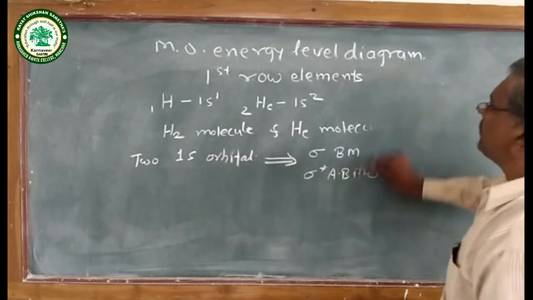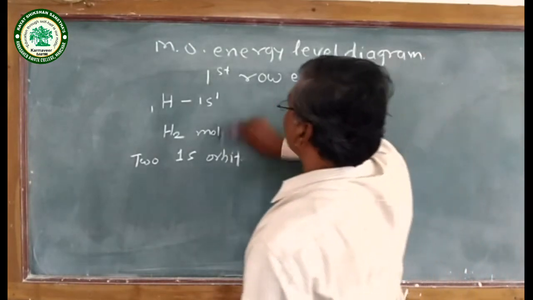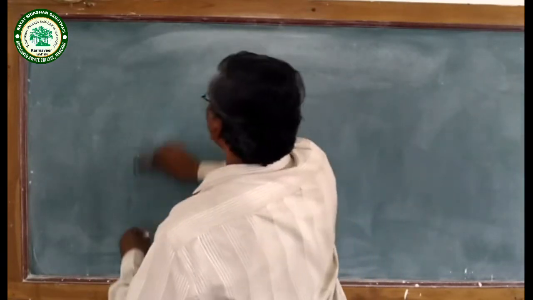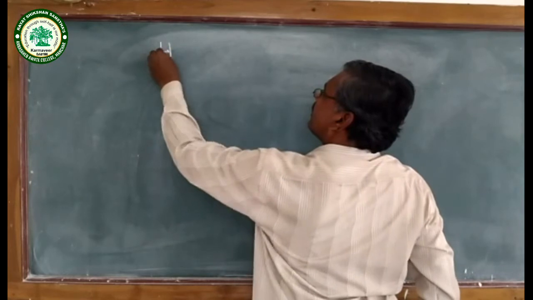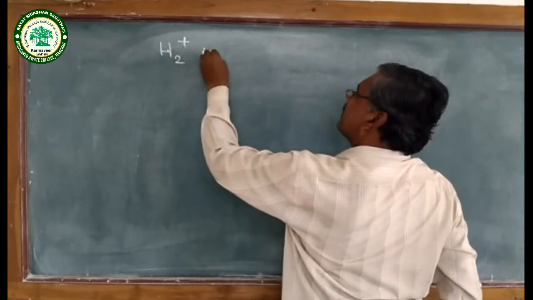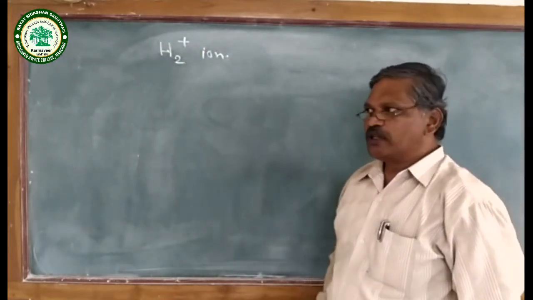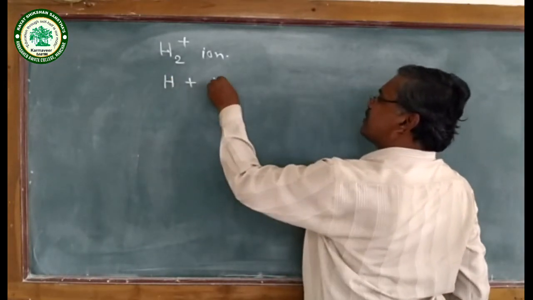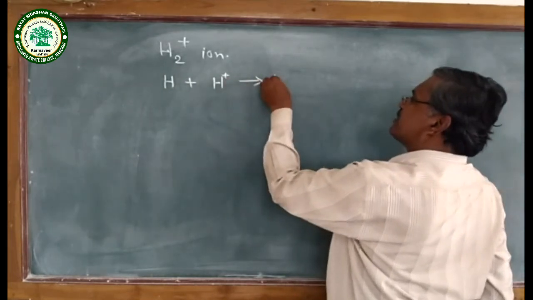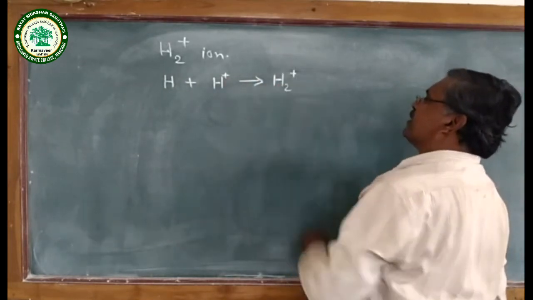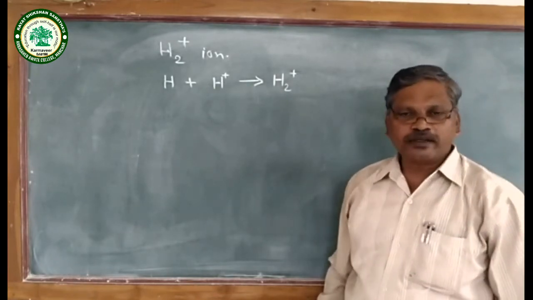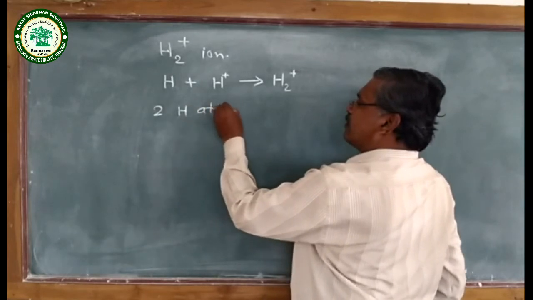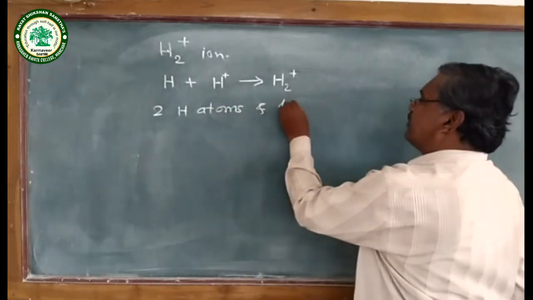Let us consider the first ion, that is H2 plus ion. Let us consider the formation of H2 plus ion. This H2 plus ion formation can be shown by the equation H plus H plus ion gives H2 plus ion. Hence, the H2 plus ion consists of two hydrogen nuclei and one electron.